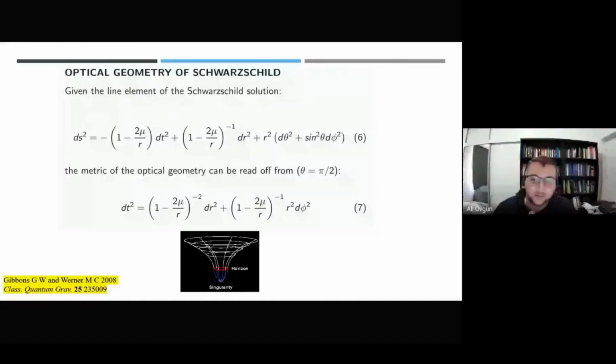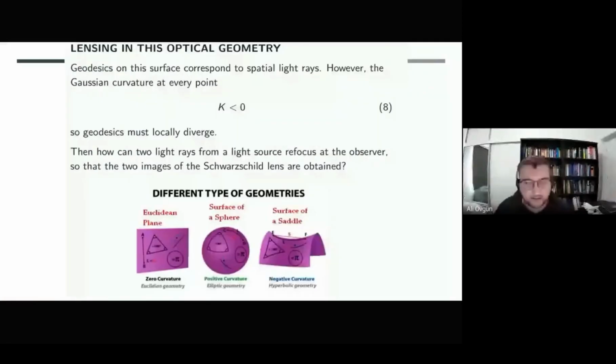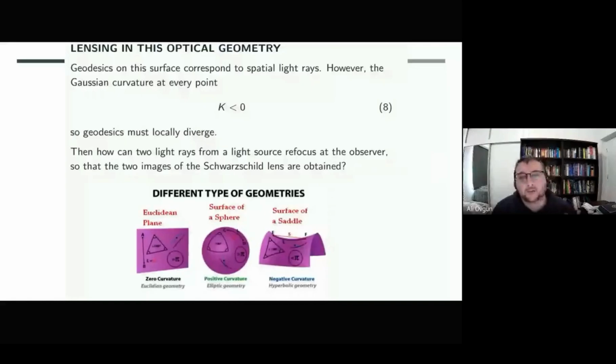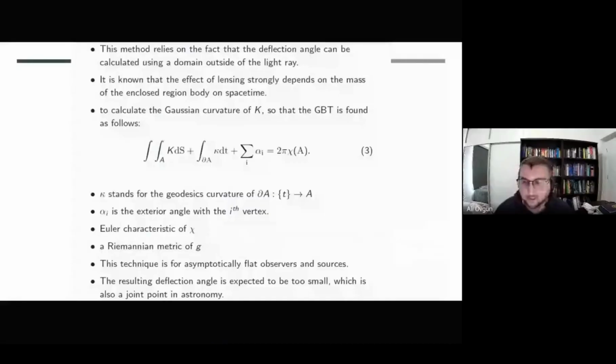So here you can see simply the Schwarzschild spacetime. You can calculate the optical geometry, which is the two-dimensional geometry, by taking the equatorial plane. After that, when you calculate the Gaussian curvature, it is negative. So it means that the geodesics must locally diverge. Then how can two light rays from a light source refocus at the observer, so that the two images of the Schwarzschild lens are obtained? To solve this problem, they used a global theorem to connect the manifolds. So they use the Gauss-Bonnet theorem.